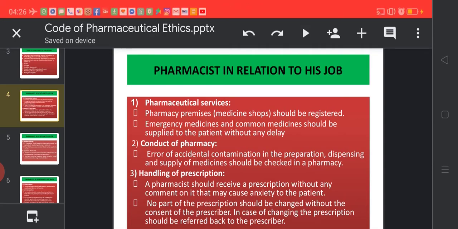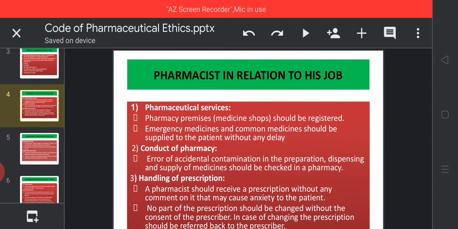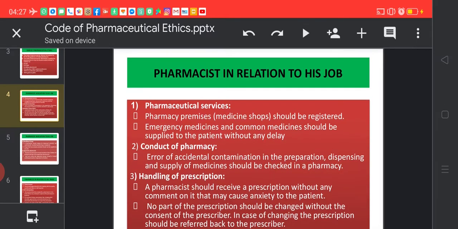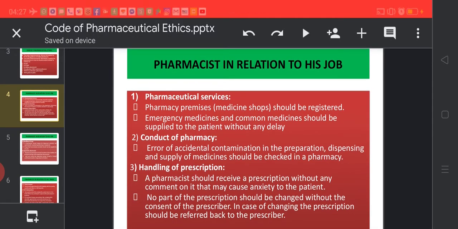Emergency medicines and common medicines should be supplied to the patients without any delay. So, since every pharmacist has to deal with human health care, हमारी फर्स्ट एंड फॉरमोस्ट प्रायोरिटी होनी चाहिए कि हमारा प्रेमाइसेस, फार्मेसी की प्रेमाइसेस या मेडिसिन शॉप जो है, it should be registered under the Pharmacy Council.